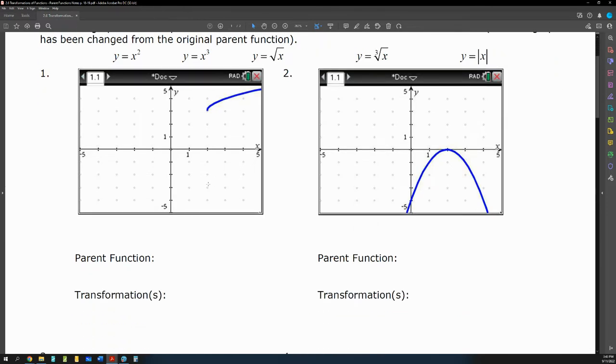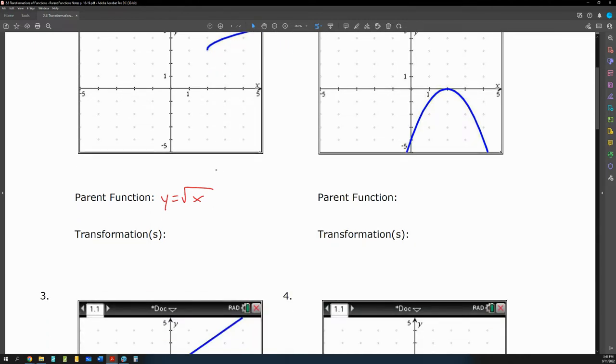Okay, so for this first one, the parent function is a square root function. So y is equal to the square root of x. The transformations: this is oriented the same as the parent function, and it's shifted to the right 2 units and then up 3 units. So our transformations: we have a horizontal shift right 2 units, and then we have a vertical shift up 3 units.